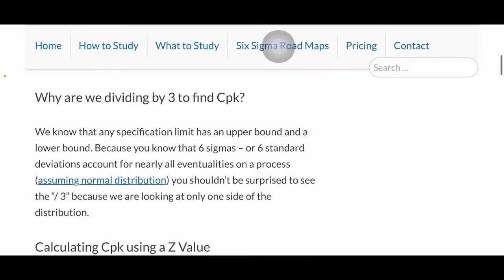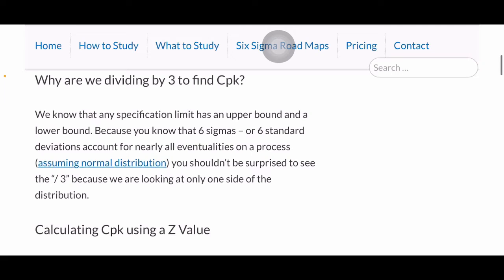Why are we dividing by 3 to find CpK? We know that any specification limit has an upper bound and a lower bound. Because you know that 6 sigmas, or 6 standard deviations, account for nearly all eventualities on a process, assuming normal distribution, you shouldn't be surprised to see the divide by 3, because we're only looking at one side of the distribution. So in total you get the 6 from the upper and the lower, but per side you only need 3.